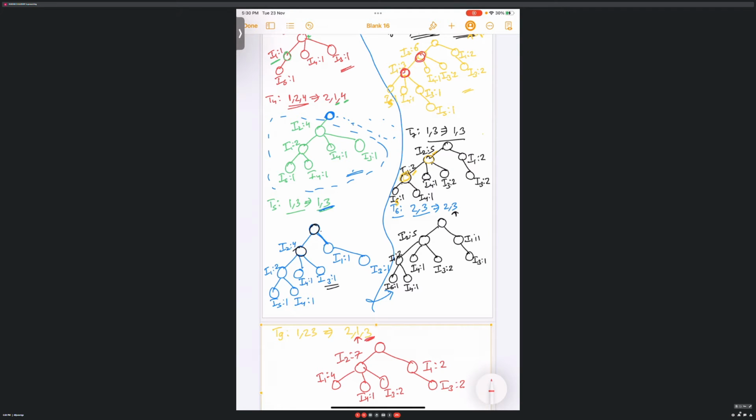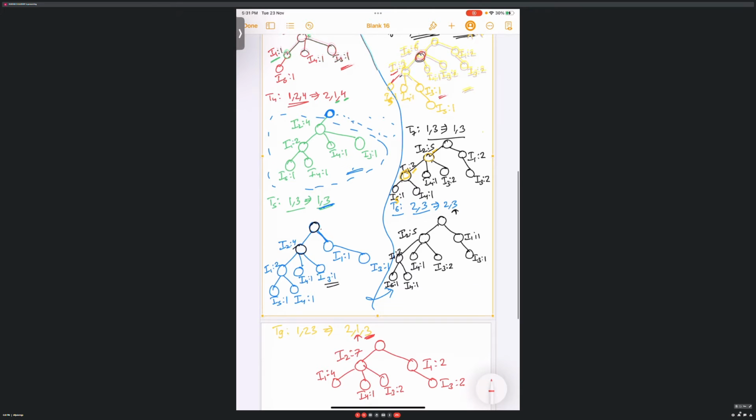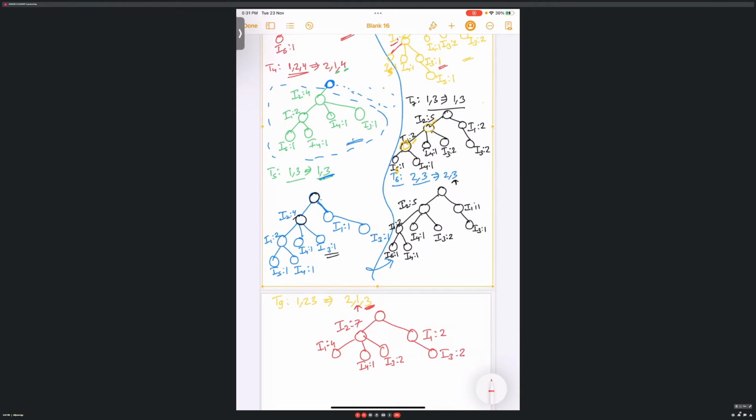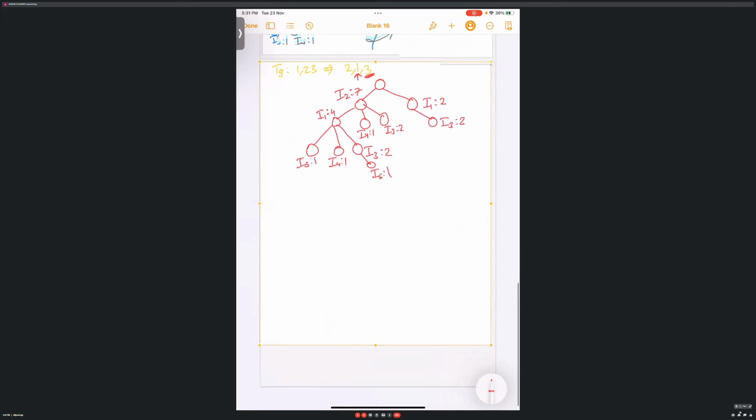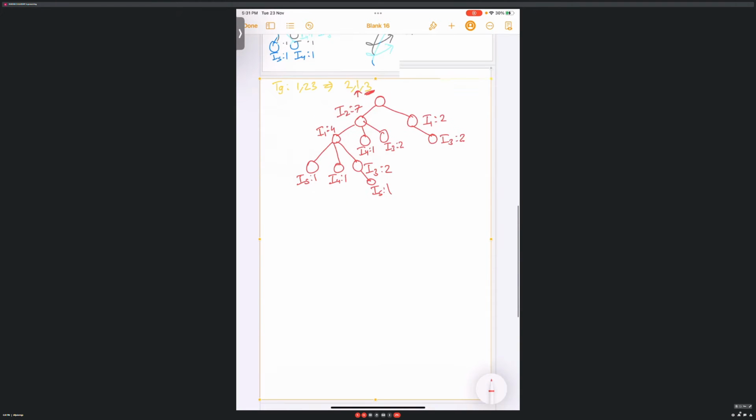Now 3. After I1, do I have access to I3? Yes, I have. So I3 will be 2 and these will remain the same. This will also remain. I5 is 1. Okay, so this is our final FP tree.